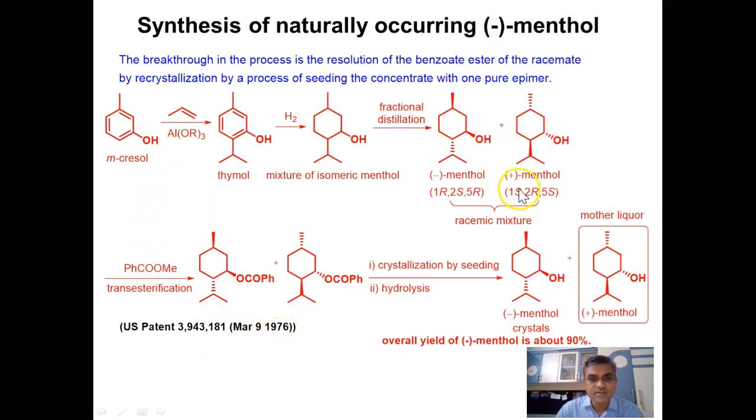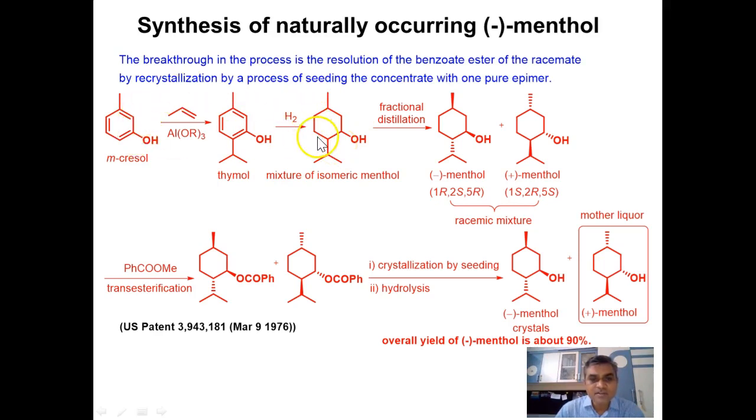The route is very interesting to discuss. The first step here is the Friedel-Crafts alkylation reaction using aluminum alkoxide. It leads to the formation of thymol. Thymol on reduction gives this menthol molecule.